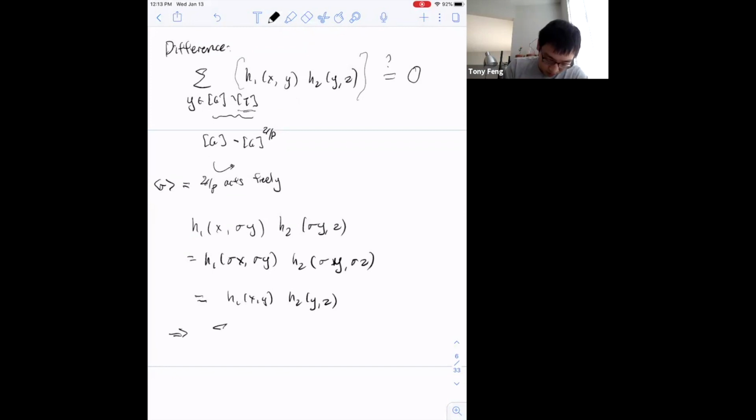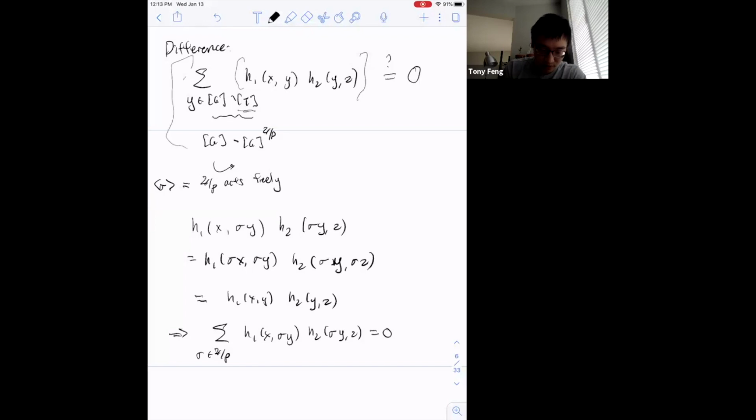So the sum is already 0 when you add up over an orbit, and therefore it's 0 when you add up over all the orbits here. Okay, so are there any questions about that?